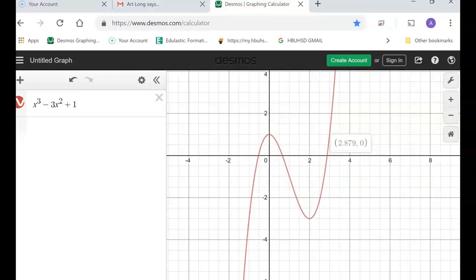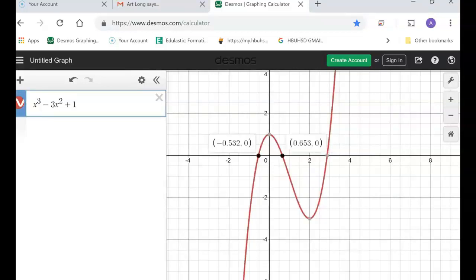So I already have it punched in. It's after the factoring, x to the third minus 3x squared plus 1. By the way, you can enter that in, or you can enter the negative 4x to the third plus 12x squared minus 4. That will still give you the same zeros, okay? So let's find the first zero. That one is about negative 0.53. The next zero is 0.65, and the next zero is 2.88.